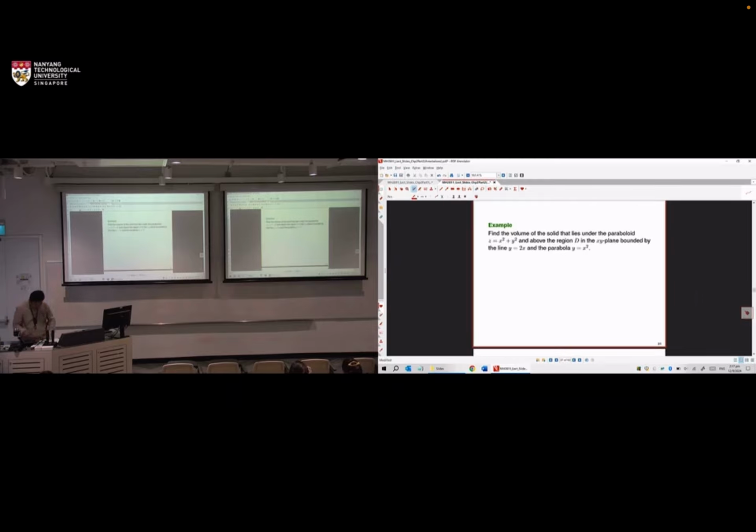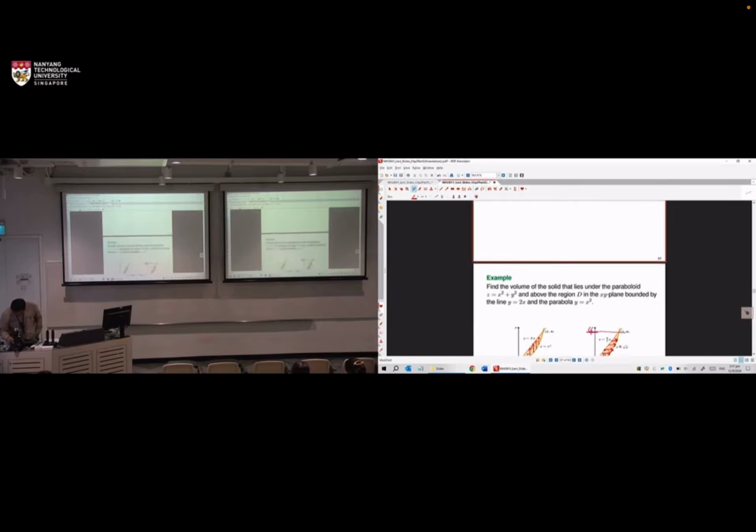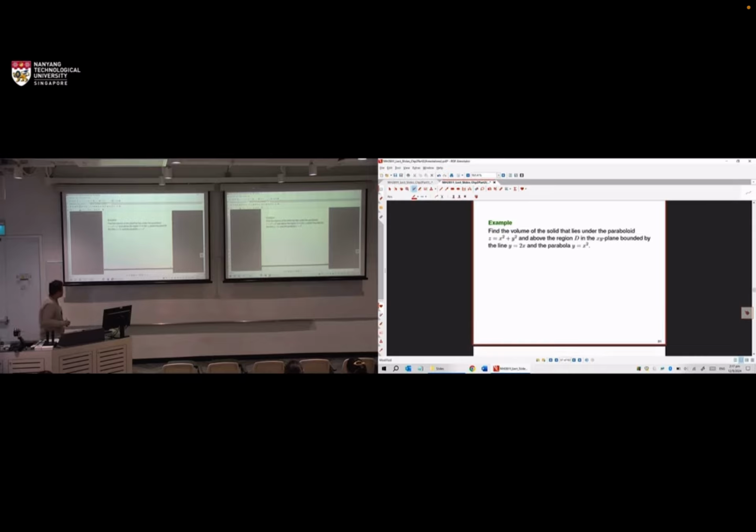So let's do one example together. Find the volume of the solid that lies under the paraboloid z equal to x squared plus y squared. Now, the z is the f function, no need to care how it looks. Some students see the z function looking very ugly and give up the question. No, z is taken care of by the formula. Don't worry.